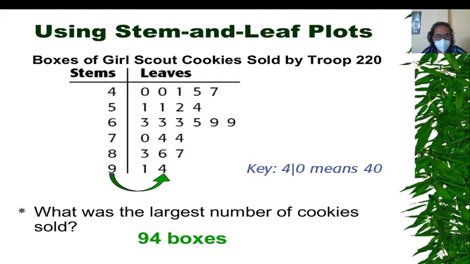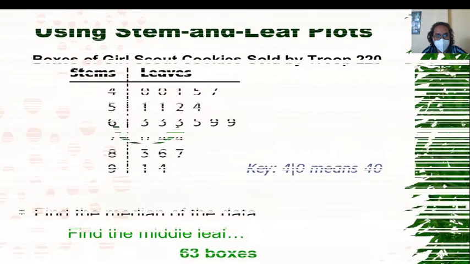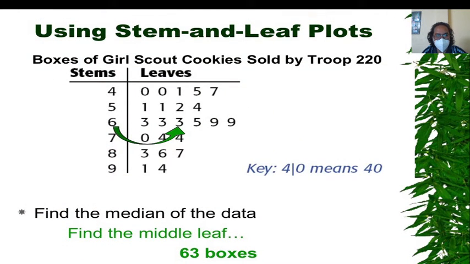40 boxes. Next question. What was the largest number of cookies? We have 94. Nakuha. Ganyan lang yun. Next. Find the median of the data. Here, hindi ko muna siya i-elaborate yung median. Pag nakarating na tayo sa measures of central tendency, mas maintindihan nyo. Here, the answer is 63 boxes rather.